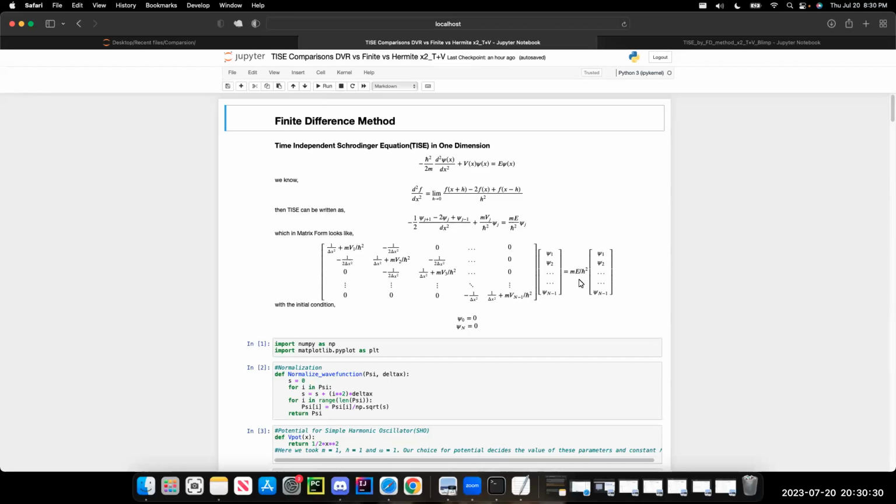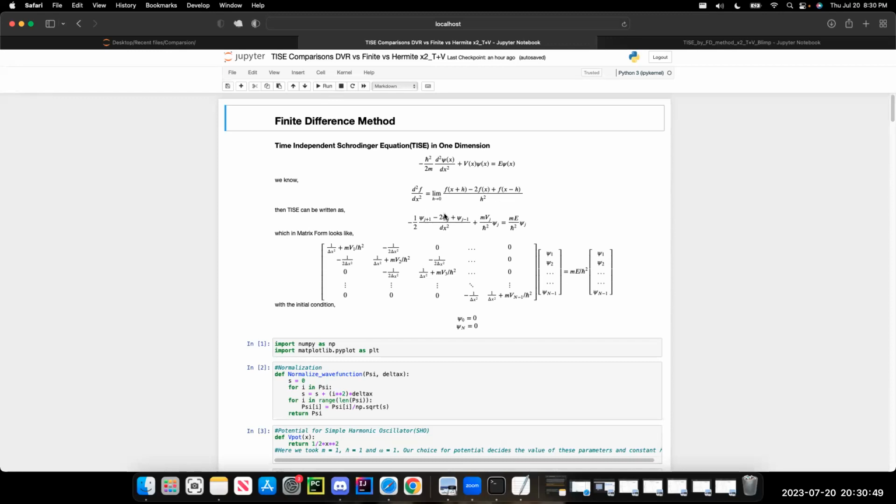One of our first tasks was to essentially compare the finite difference method with the DVR approach in an effort to see which one produces more accurate results. And then, of course, to cross-check that with the exact solutions given to us by the equation that can give us the wave function that incorporates the Hermite polynomials.